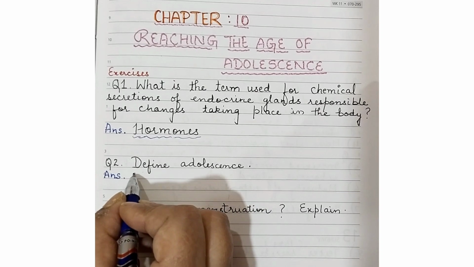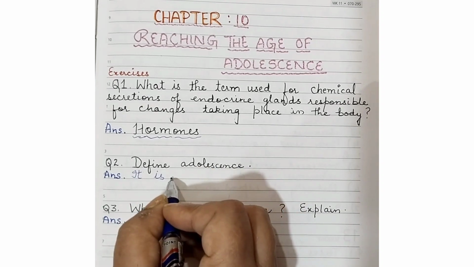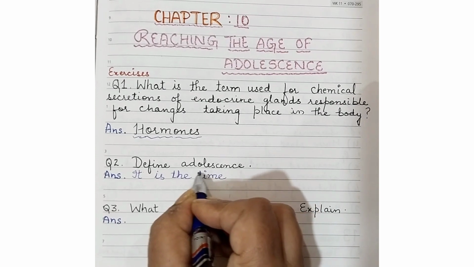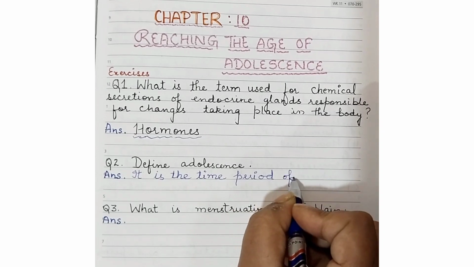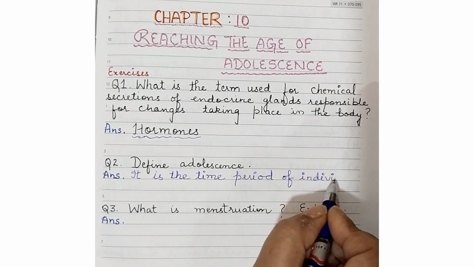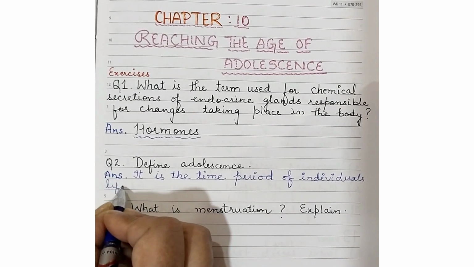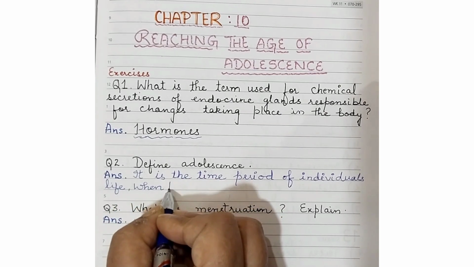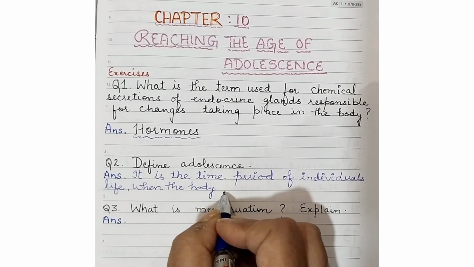Next question, define adolescence. Now, what is adolescence? As I told you in the full explanation of this chapter, it is the duration of an individual's life where the changes take place, and this age starts from 11 to 18 or 19 years.